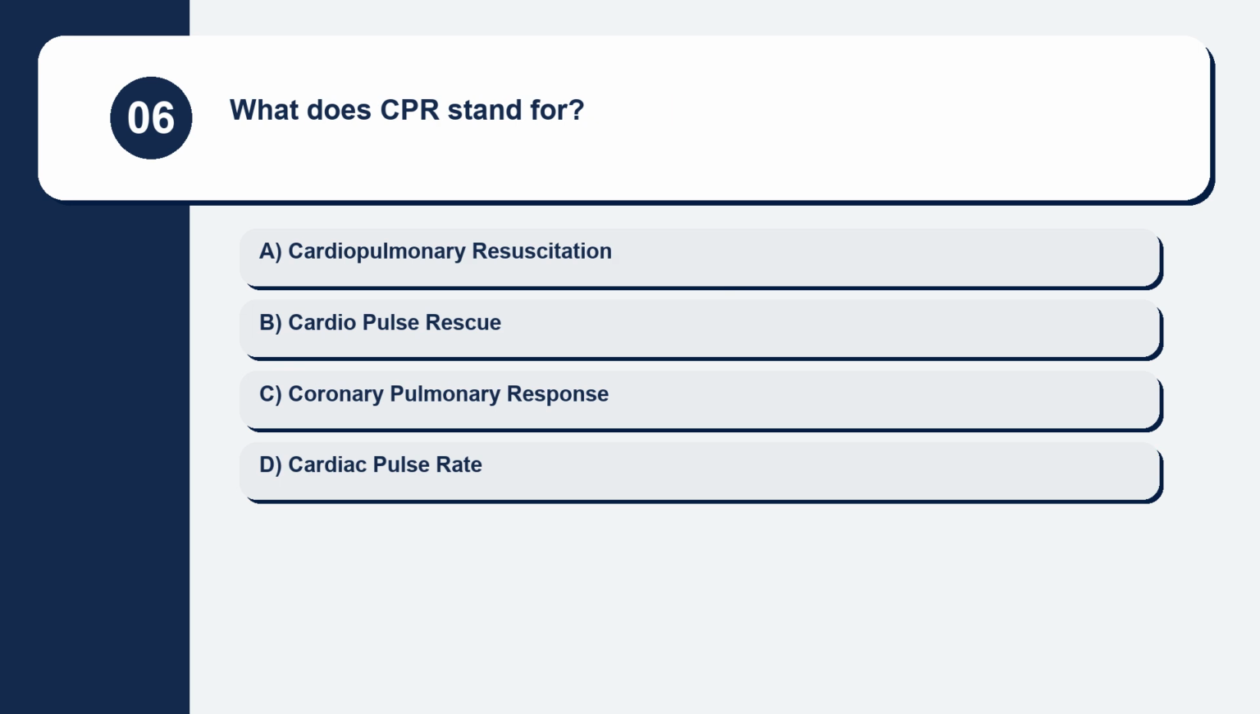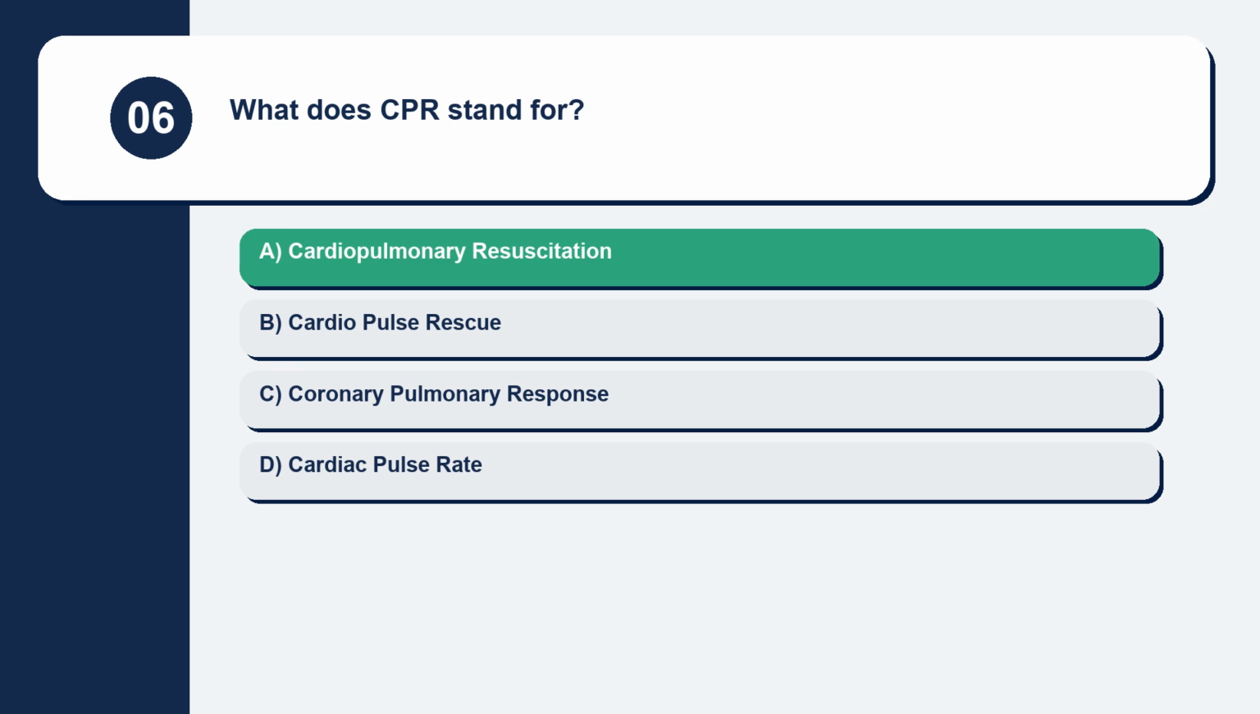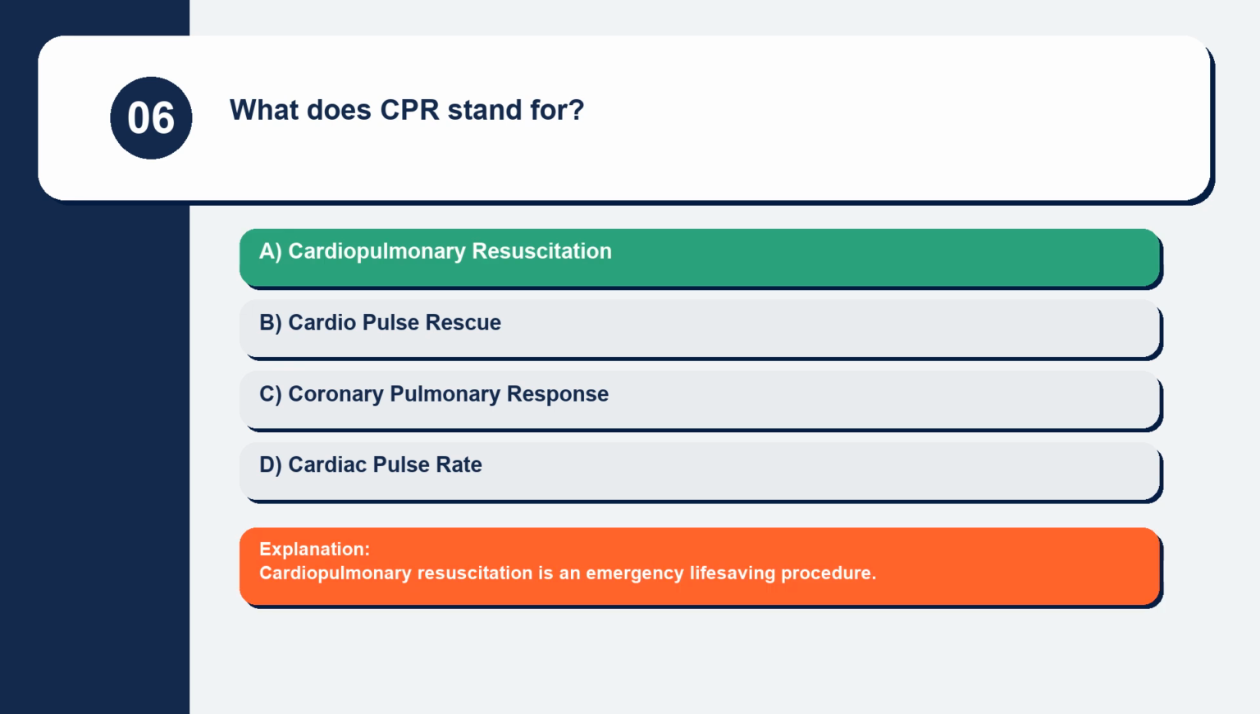Question 6. What does CPR stand for? Cardiopulmonary resuscitation. Cardio pulse rescue. Coronary pulmonary response. Cardiac pulse rate. Cardiopulmonary resuscitation is an emergency life-saving procedure.